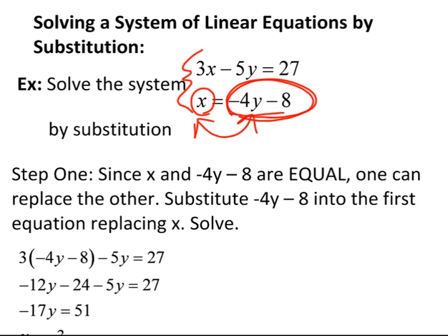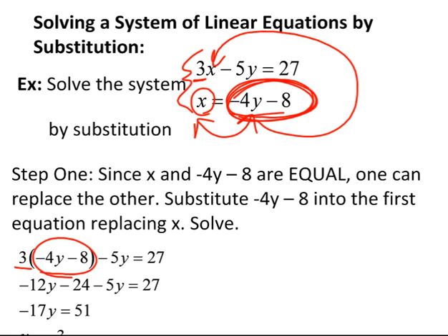I'm going to take this and replace my x value, since it is the same as x, in my other equation. I'm going to substitute in that negative 4y minus 8. I'm going to replace my x value. So I still have my 3 right here, but instead of x, I'm going to write negative 4y subtract 8. Make sure you do put it in parentheses. Subtract 5y, because I still have the subtract 5y, and I still have equals 27.